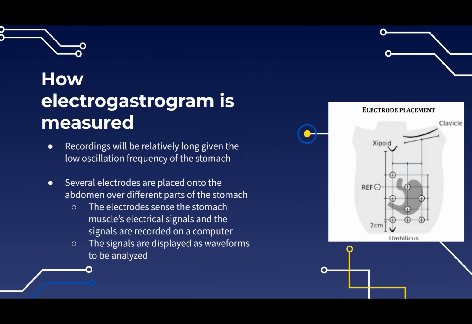The stomach positions vary for each patient, so the amount of electrodes covering the left abdomen can vary.